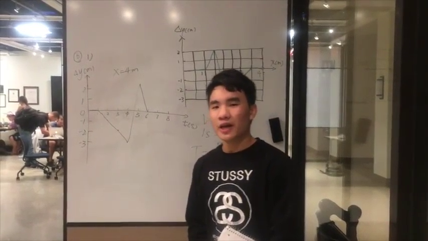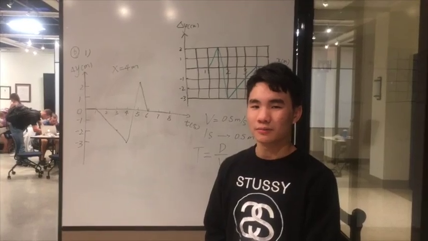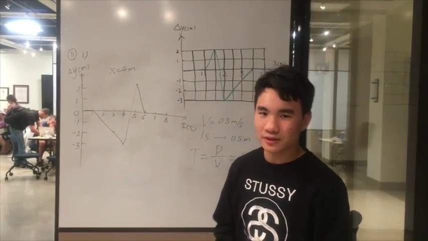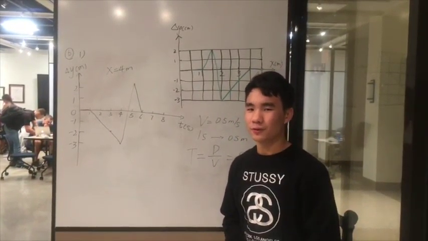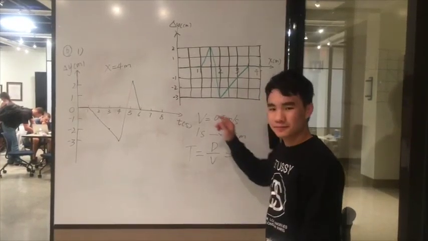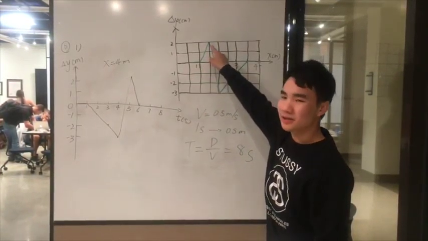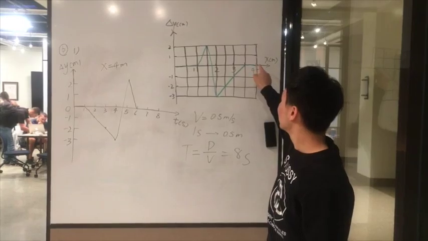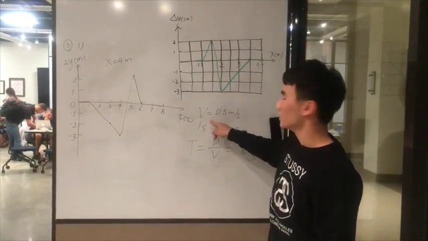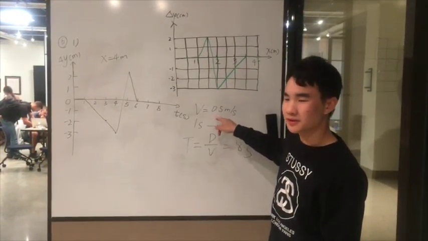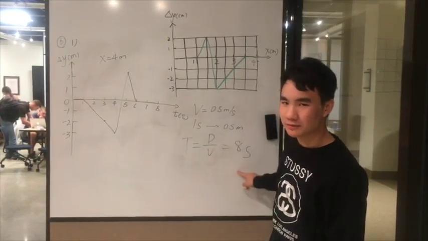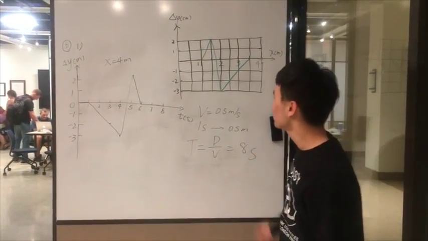In question B, we have this snapshot, and it's asking for a histogram at x equals 4 meters. And we have the snapshots of the wave here. And we know the velocity is 0.5 meters per second. We get a total time of traveling of 8 seconds here.